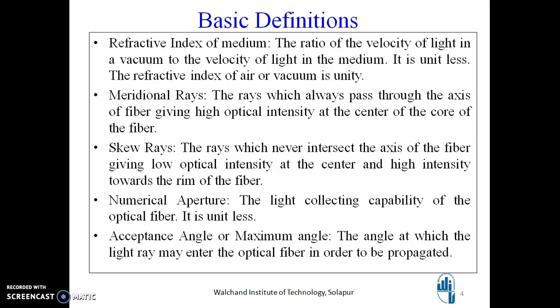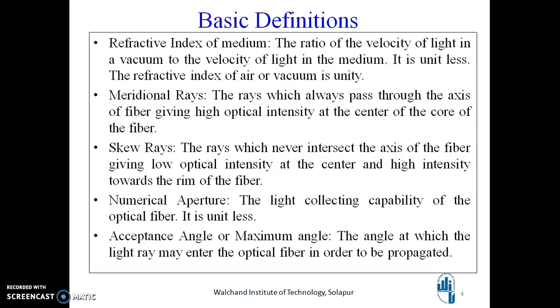So let us look at the refractive index of the medium. The refractive index of the medium is defined as the ratio of the velocity of light in vacuum to the velocity of light in the medium. As it is a ratio of velocities, it is unitless, that is, it doesn't have any unit. The refractive index of air or vacuum is unity, or 1.